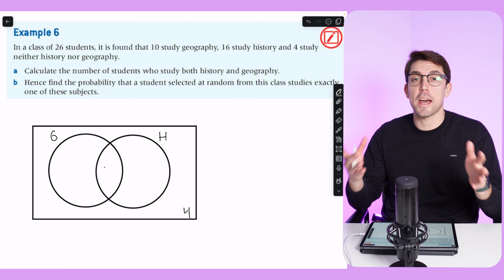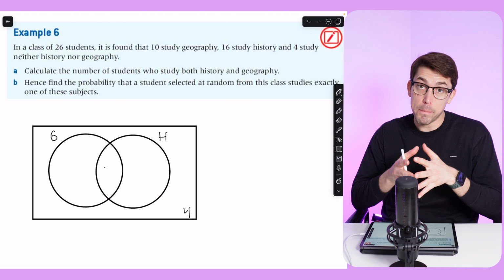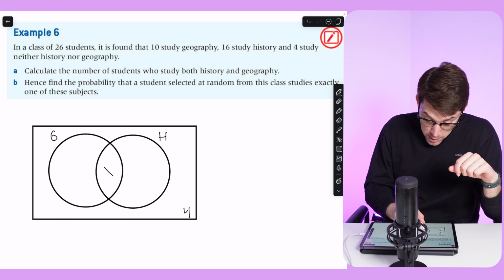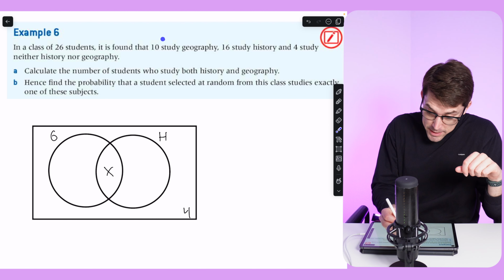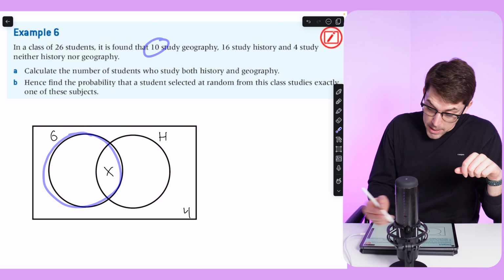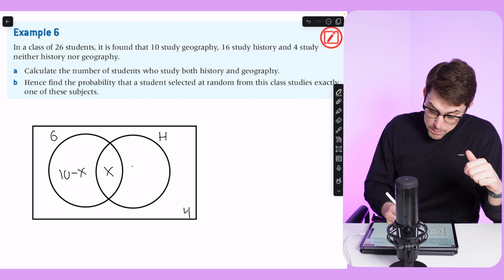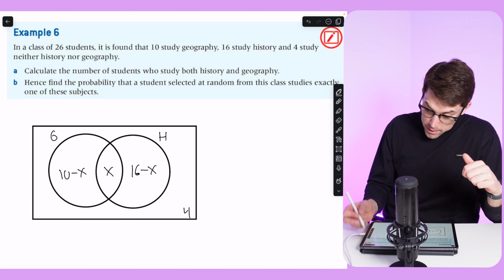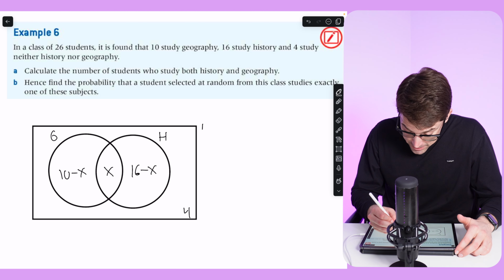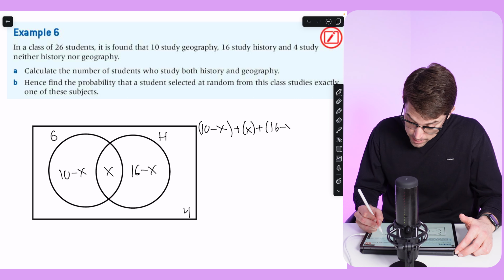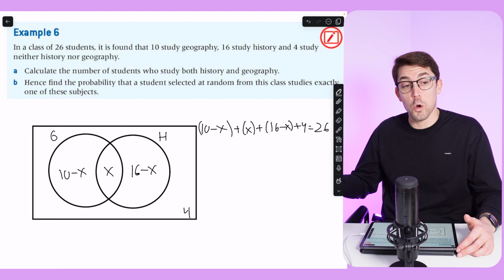So what's really helpful in these kinds of examples, when you don't know how many people studied in the middle, that studied both of something, denote that by X. Because I know that 10 people study geography in total, meaning that geography and only geography with no overlap with history must be 10 minus X, which means that this would be 16 minus X. Okay? And what I know from that is that if I had 10 minus X, the kids who study geography and only geography, plus the ones that study both, plus 16 minus X, the ones that study history and only history, plus the 4 that study neither, that must be equal to my 26 total students.